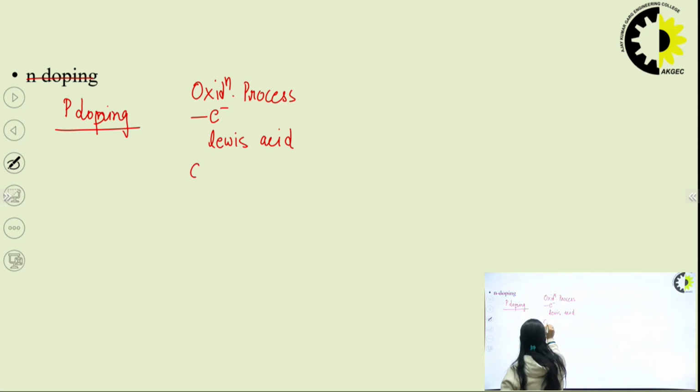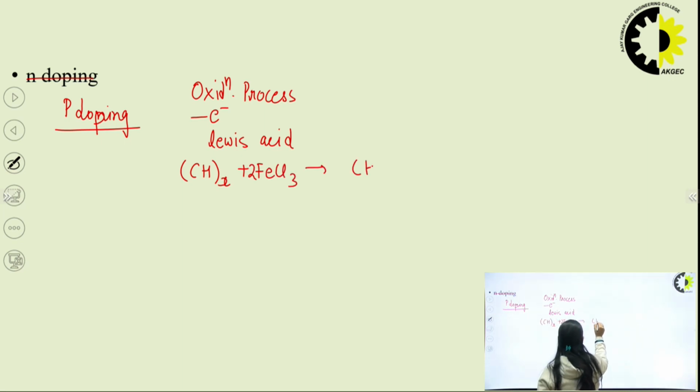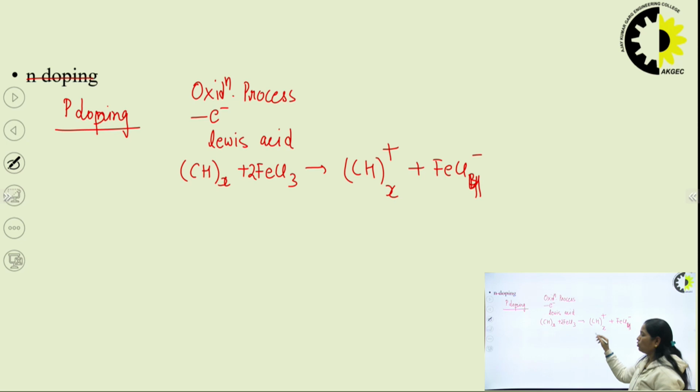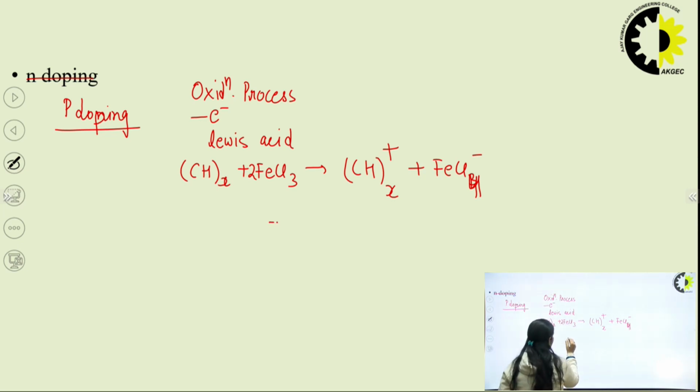For example, if CHX is there, it reacts with 2 moles of FeCl3, and it will form CHX and FeCl4 minus. So this kind of doping is known as P doping, and due to delocalization of this positive charge.